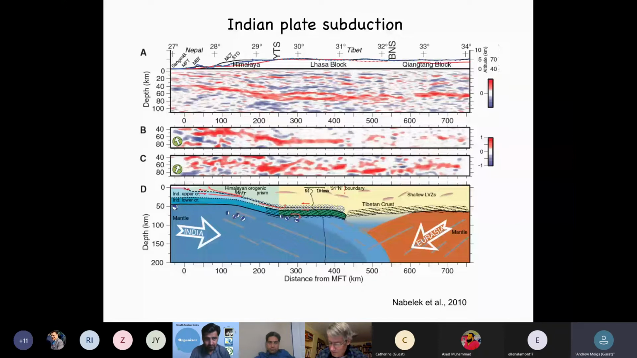Earthquakes such as the devastating 2005 Kashmir event demonstrate, however, that convergence continues. And my talk tonight is going to be about how active tectonics and earthquake geology can help to inform both our understanding of how mountain building occurs, but also about seismic hazards.